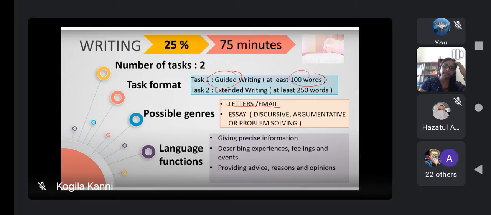That's 100 words. And then you have your task 2. It's an extended writing of 250 words. Examiners are happy, especially people like me with spectacles. I'm so happy that I don't have to mark 4 or 5 pages. I can only mark 250 words, about 1 page long. It has to be discursive, argumentative, or problem solving. Any questions? No. Okay. So discursive, argumentative, or problem solving. Don't worry, the format is still the same.